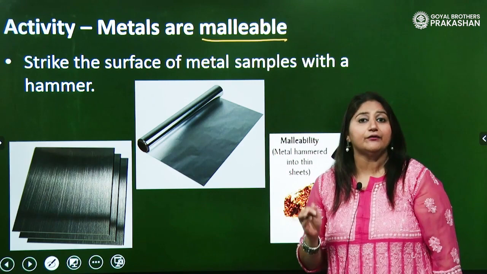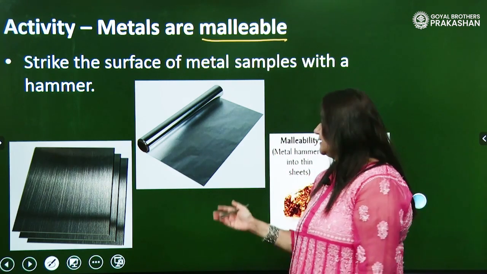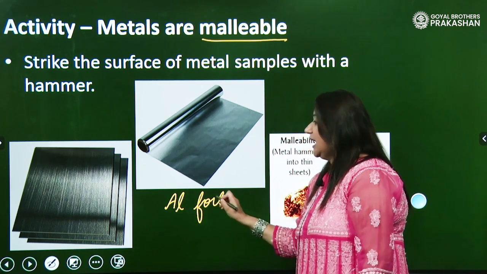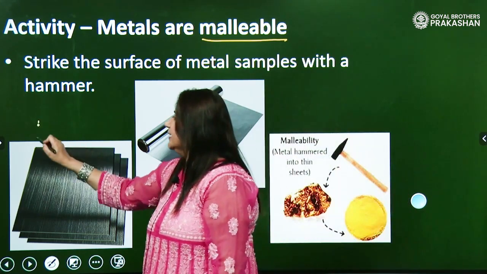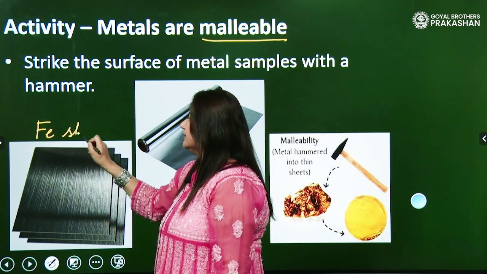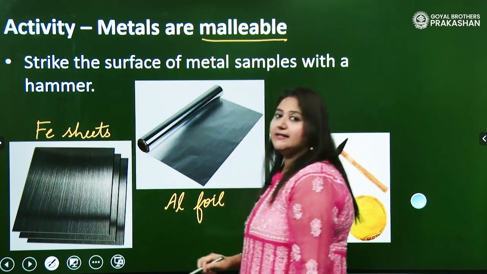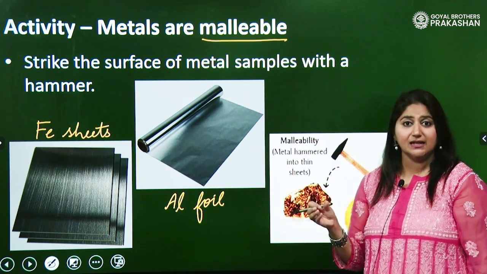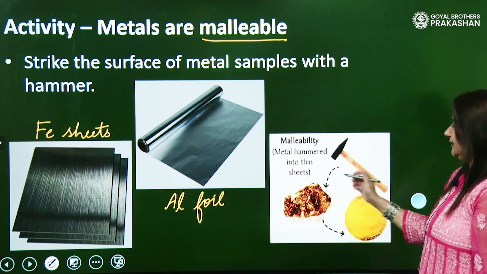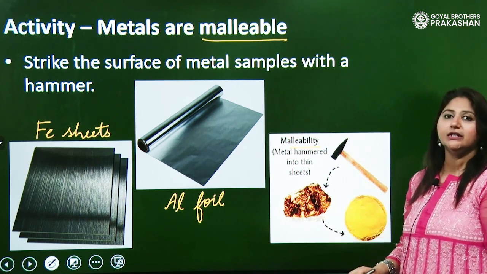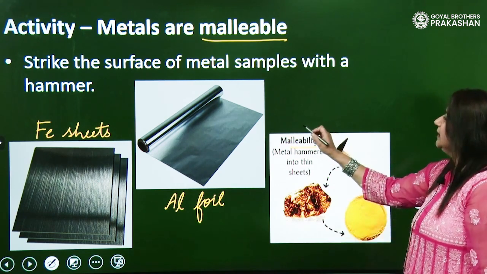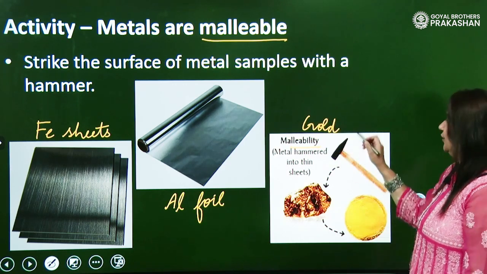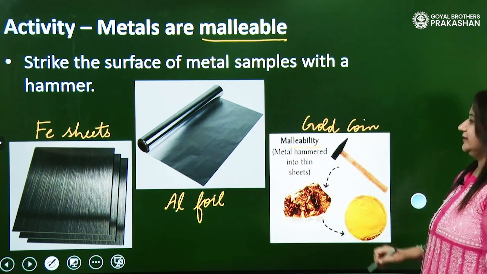So, children, have you ever seen aluminium foil? See, this is aluminium foil, right? Have you seen sheets of iron? So, these are iron sheets. Have you ever seen gold coins or have you seen gold biscuits? So, what you can see here, this is gold. It can also be converted into thin sheet. You can convert into gold coin, right?